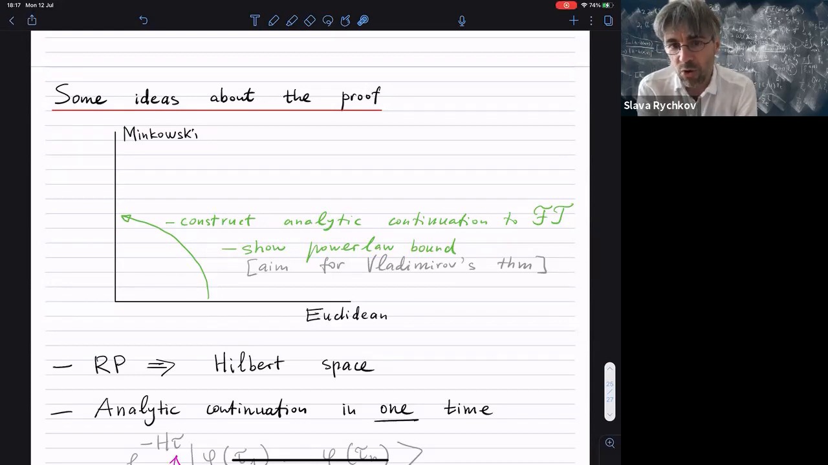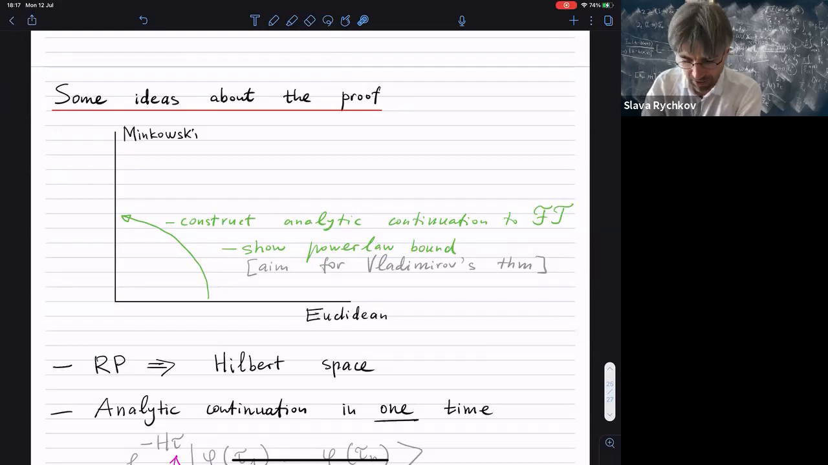And we have to show that this analytic continuation that we construct doesn't grow too fast when we approach Minkowski space, because then we can apply Vladimirov's theorem, which I explained last time, to show that the limit exists, and then you can show that all Wightman axioms are satisfied. So that's what you need to show: construct this analytic continuation. And what are the tricks that you have at your disposal? Initially it looks like you have almost nothing, because what do you know about these functions?